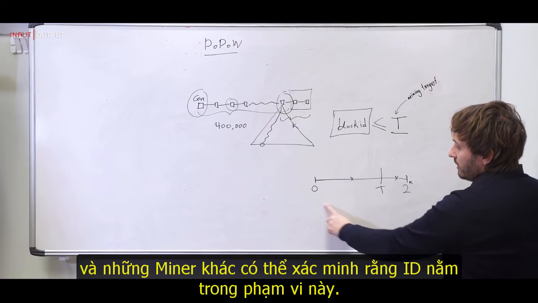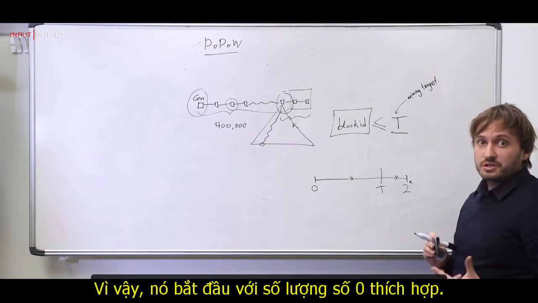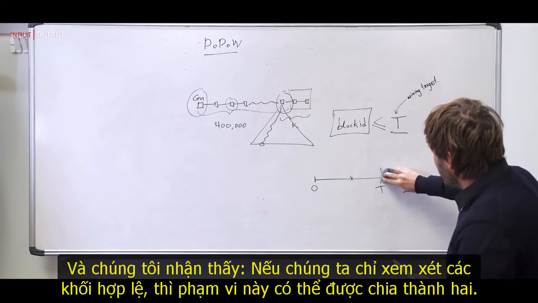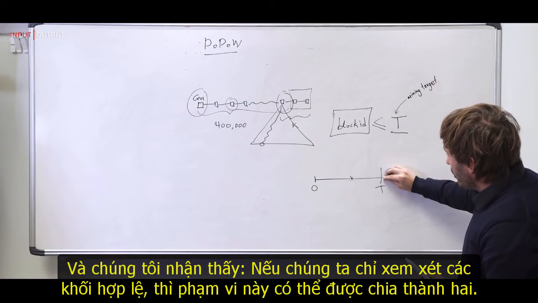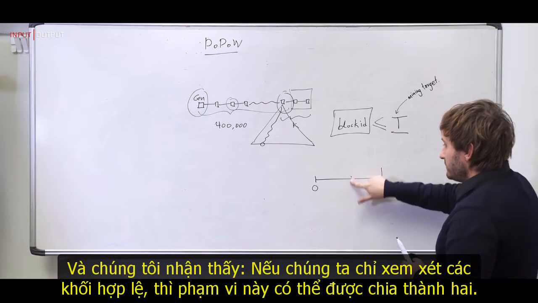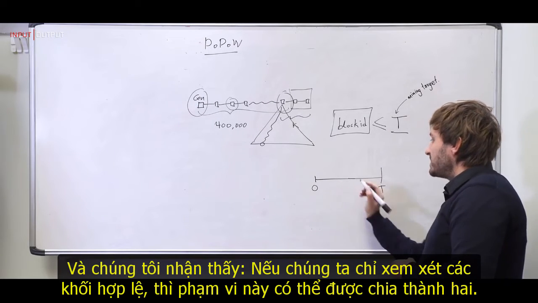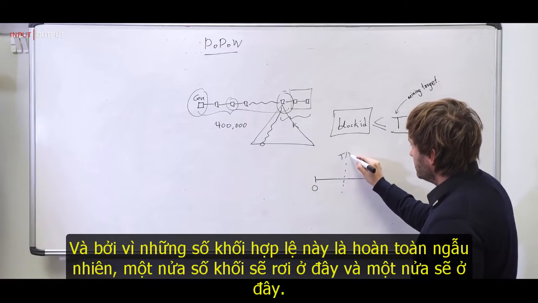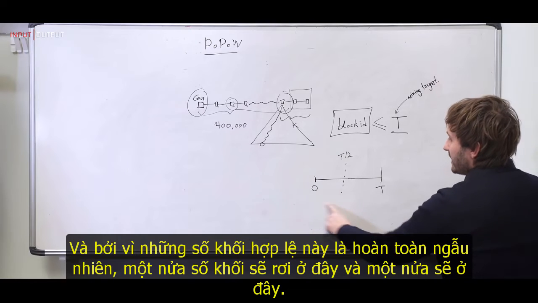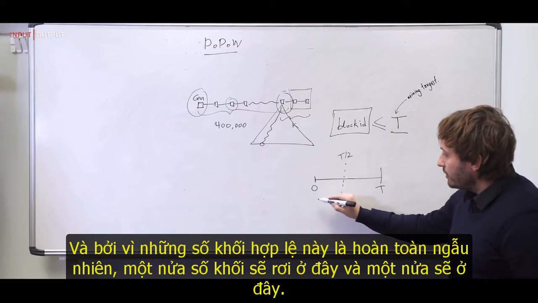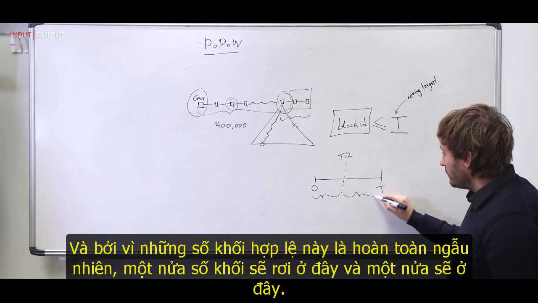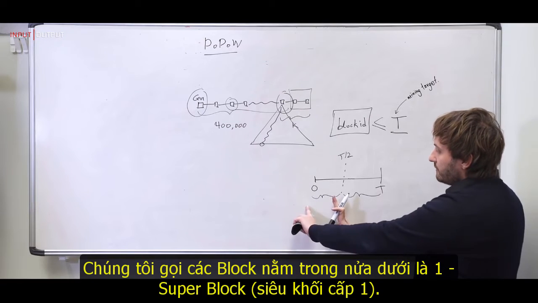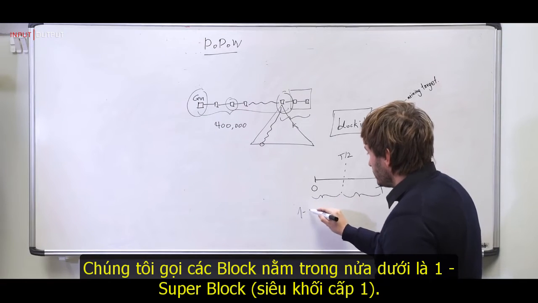and the others can verify that the ID falls within this range. So it starts with the appropriate number of zeros. But here's something that we noticed. If we look at only the valid blocks, then this range can be split into 2 halves. And because these numbers of valid blocks are completely random, half of the blocks will fall here, and half of the blocks will fall here. We call the blocks that fall within this range on the lower half superblocks, or 1 superblocks.